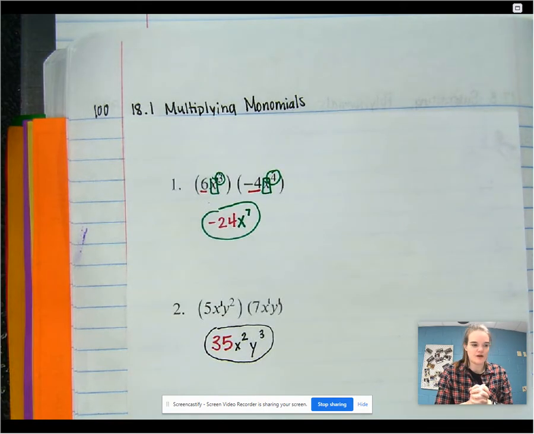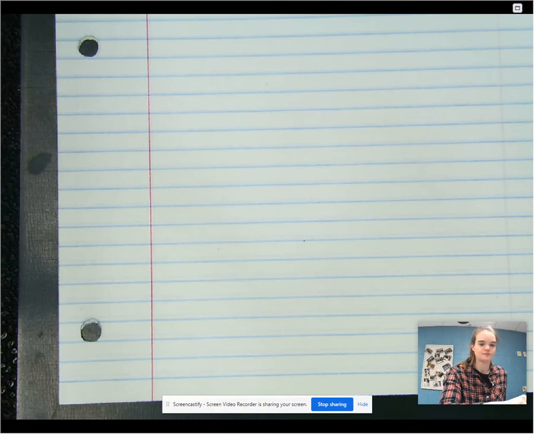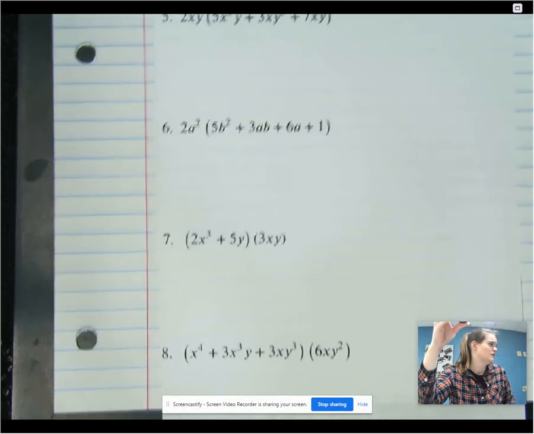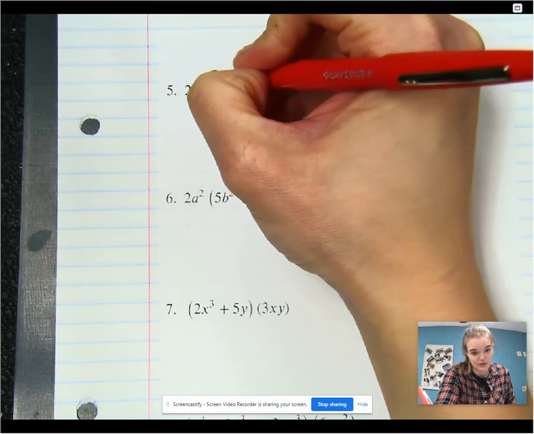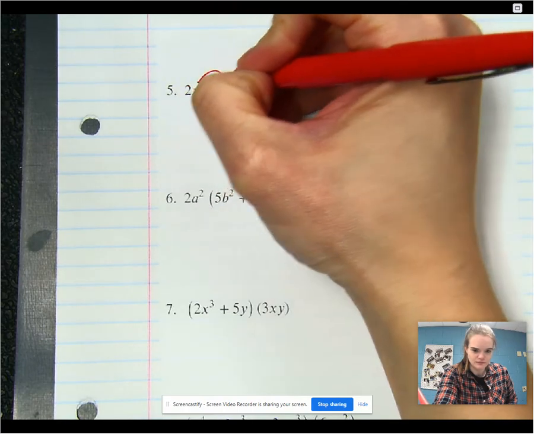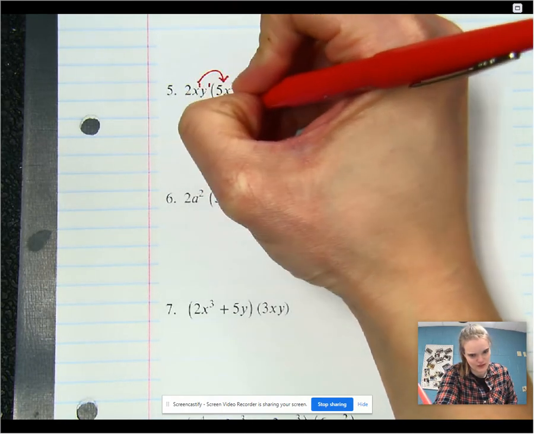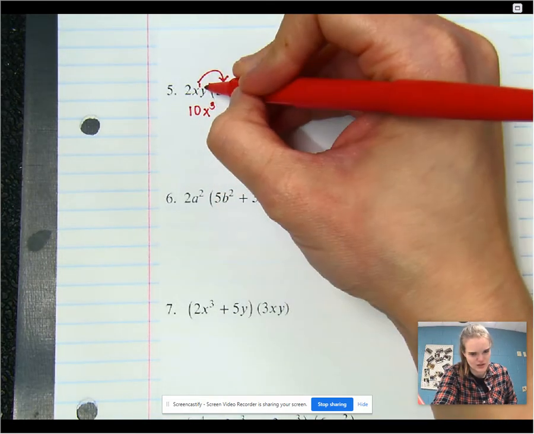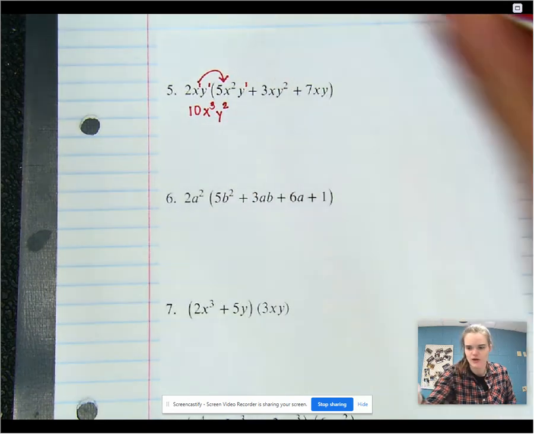All right, let's work with 5 through 8. Number 5. We're going to distribute the 2xy to every piece. 2 times 5 is 10. X and x gives us, x to the first, x to the second gives us x to the third. Y and y is y squared.